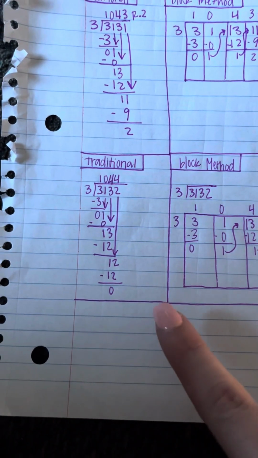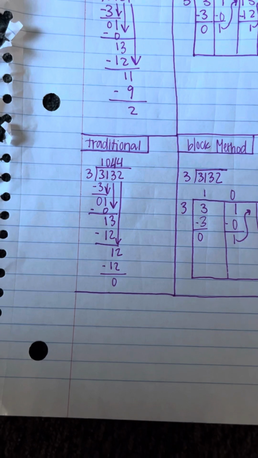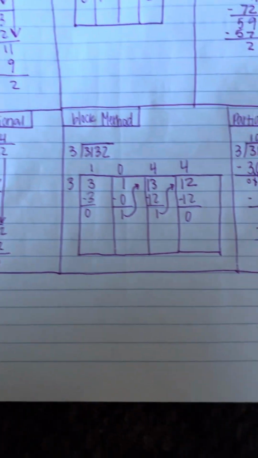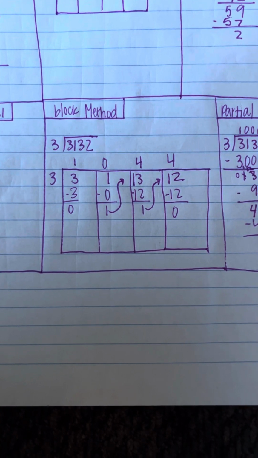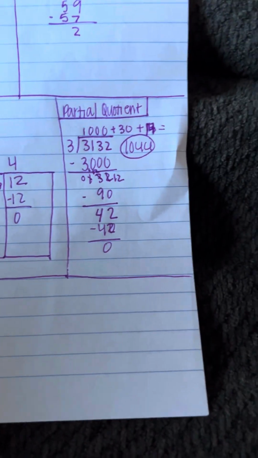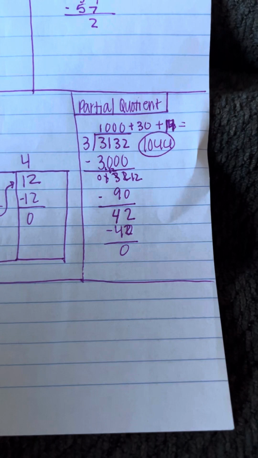So then here's the traditional way. Here's the block method. And then here is the partial quotient. And that is how I would do these problems.